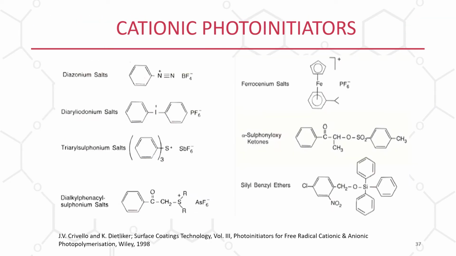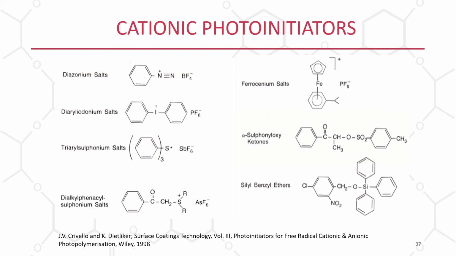Now we're not just limited to sulfonium photoinitiators or iodonium photoinitiators. Other materials that can fragment and generate cations can be used. So we can use diazonium salts, ferrocene salts, and so forth, dialkyl phenacyl sulfonium salts. However, for the vast majority of reactions, it's usually a choice between sulfonium or iodonium photoinitiators when it comes to cationic curing.